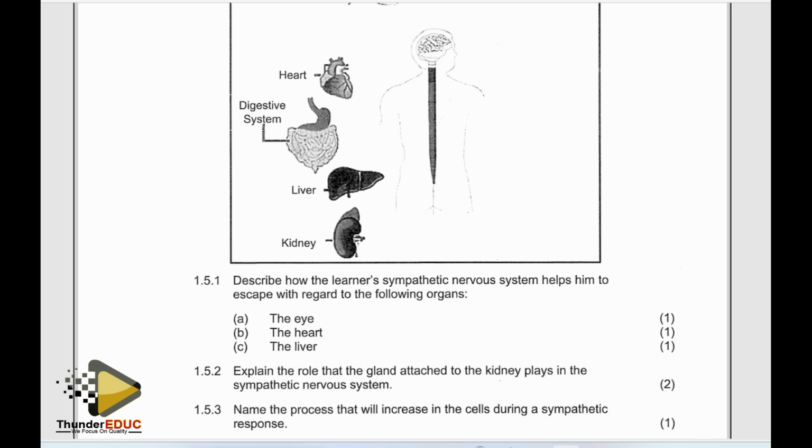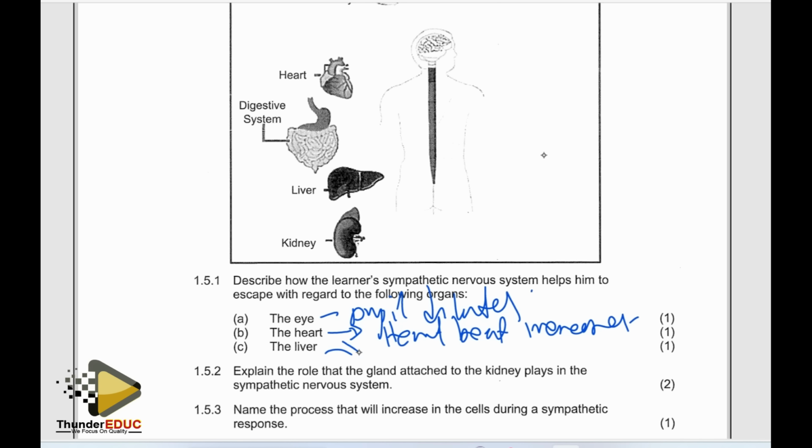So in this case, we talk about the pupil. The pupil dilates. The heartbeat increases. When you talk about the liver, it converts glycogen to glucose so that you have more energy in the muscles.